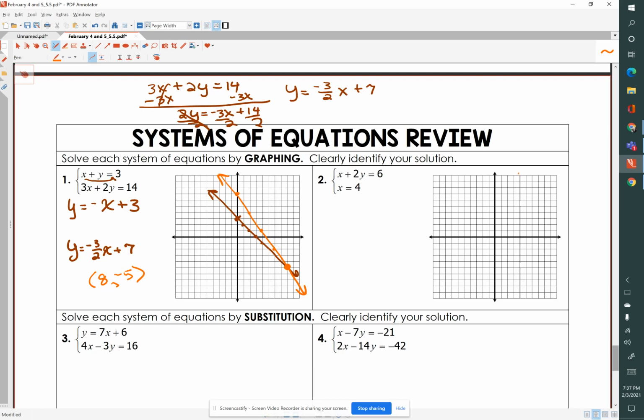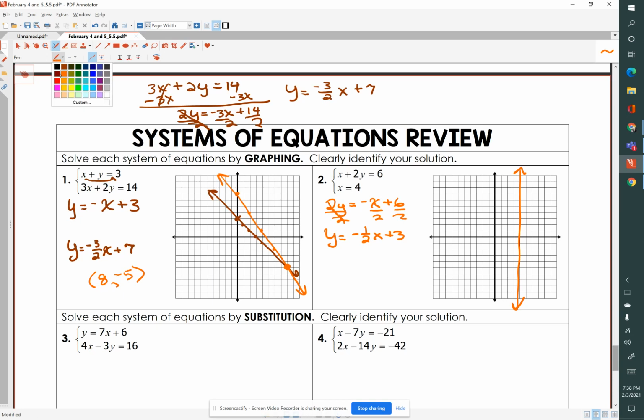That's really easy. We can just graph that quickly. 1, 2, 3, 4. So here's our x equals 4. And we're going to move x to the other side. We're going to have 2y equals negative x plus 6. Divide everything by 2. And y equals negative 1/2 x plus 3.